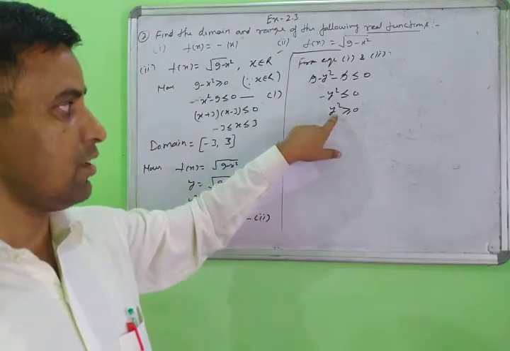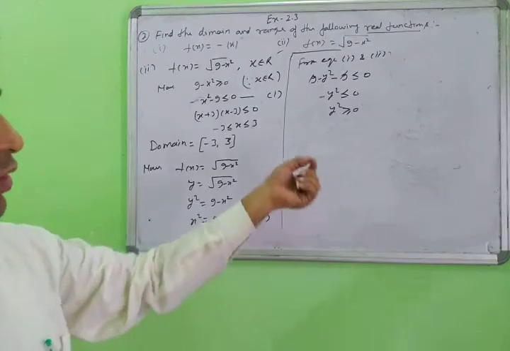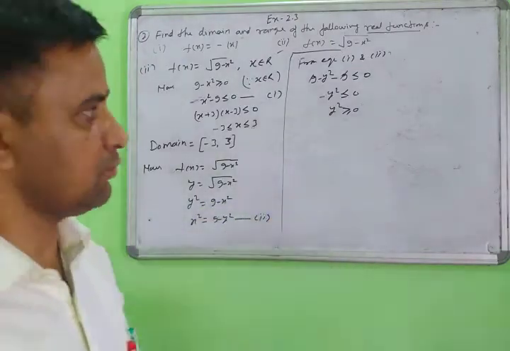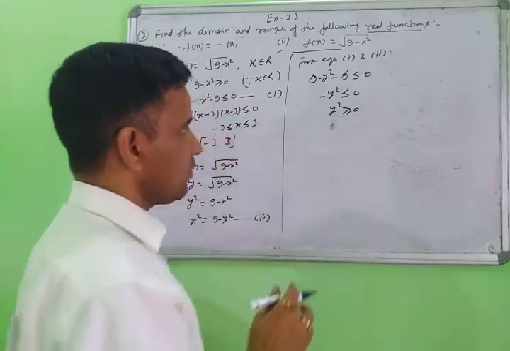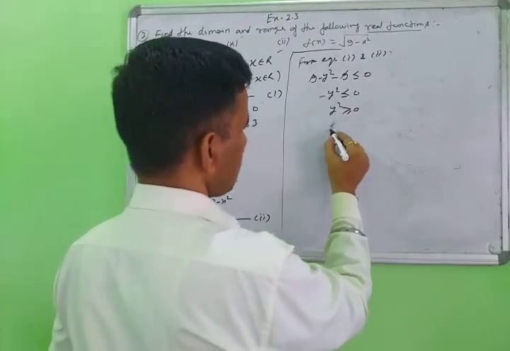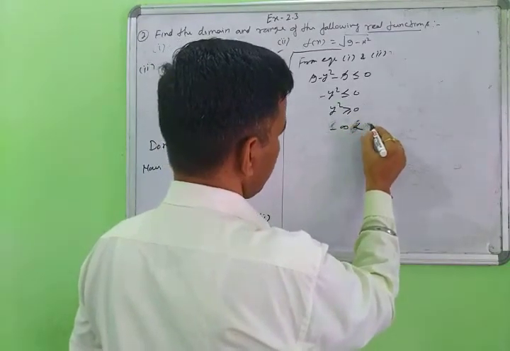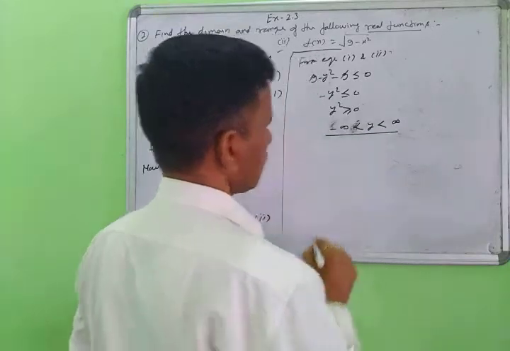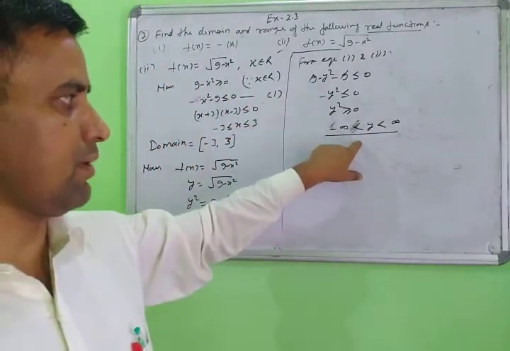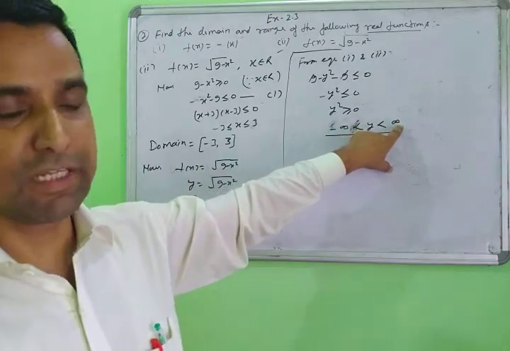Now look here. The value of y square is greater than or equal to 0. It means y square will always be positive. What is the value of y? The value of y is from minus infinity to plus infinity. This is your codomain part. Minus infinity to plus infinity.